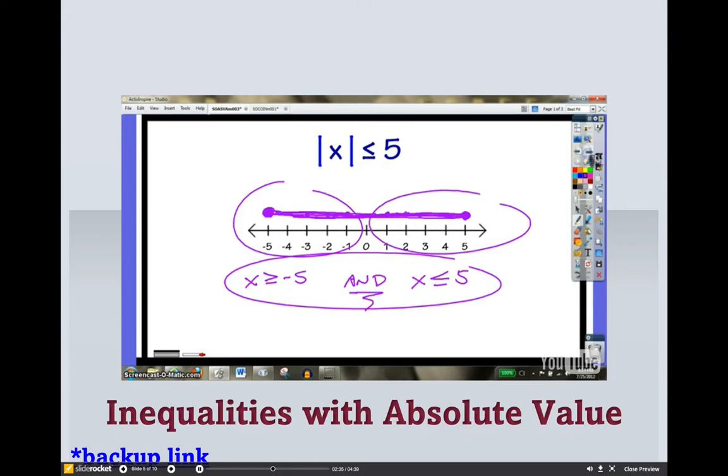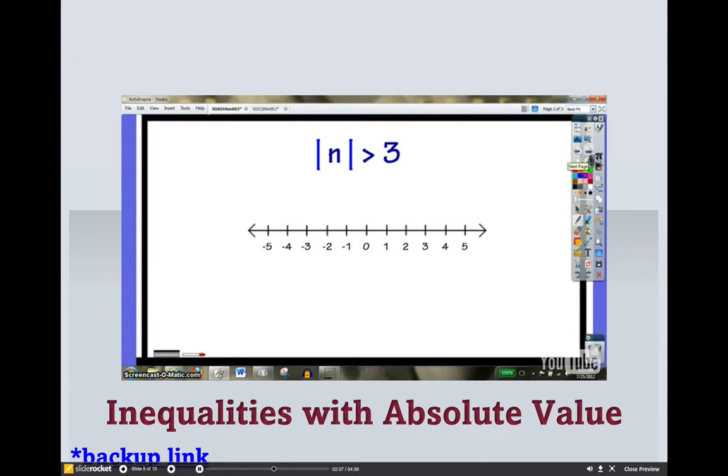Let's take a look at another one. Let's look at absolute value of n is greater than 3. So if I start thinking about numbers, 3 doesn't work, but if I just go just above 3, that'll work. So like 4, 5, 6, 3.5, 3.1. So this would be one of those situations where I draw an open dot at 3. I want to start at 3 but not include it because there's no equal sign, and everything above it.